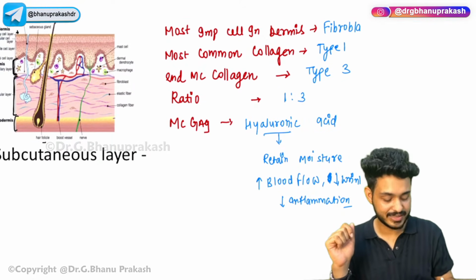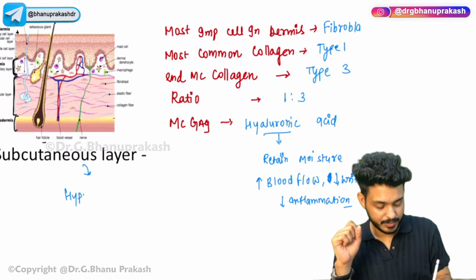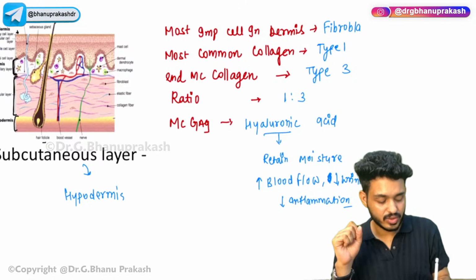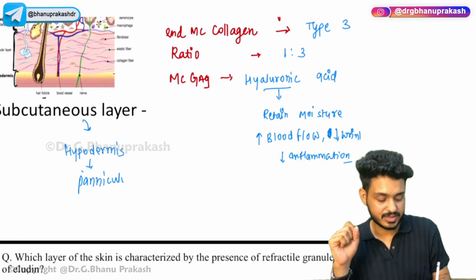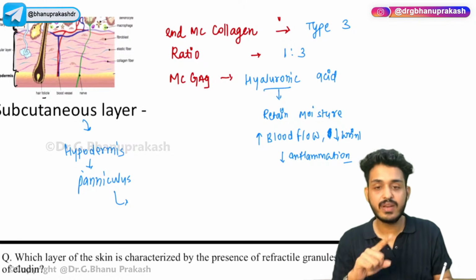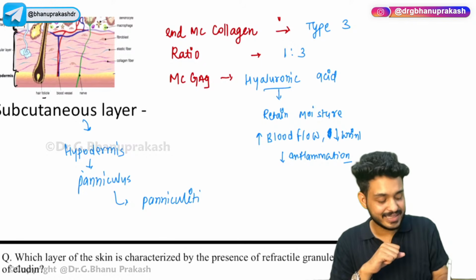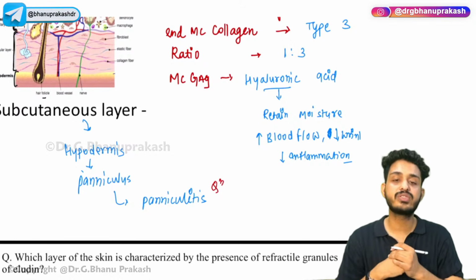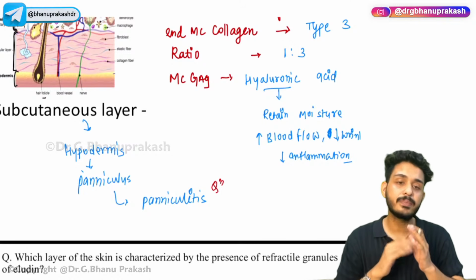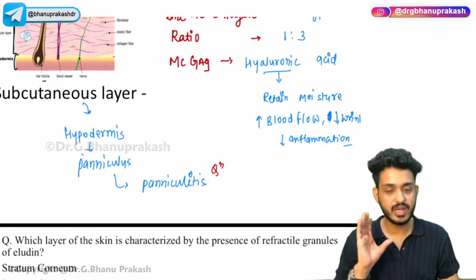Next thing, about the subcutaneous layer, we are also calling it hypodermis. This is also known as panniculus. Guys, panniculus. And if there is inflammation of panniculus, that is known as panniculitis. This is the question that they have asked you. What is panniculitis? Sir, panniculitis simple meaning will be inflammation of the hypodermis. That would be inflammation of the hypodermis.